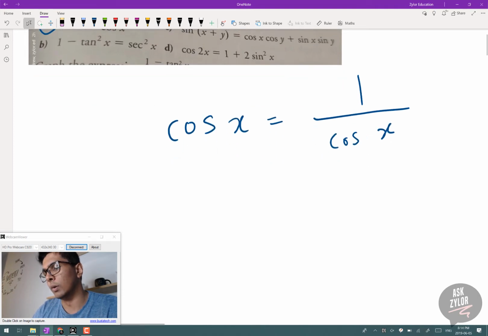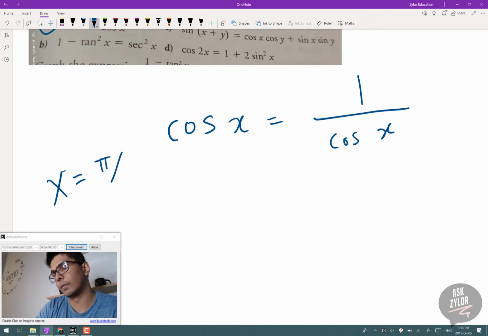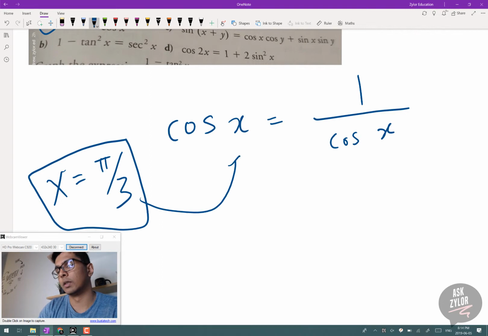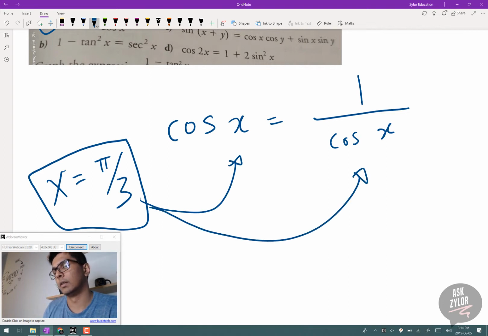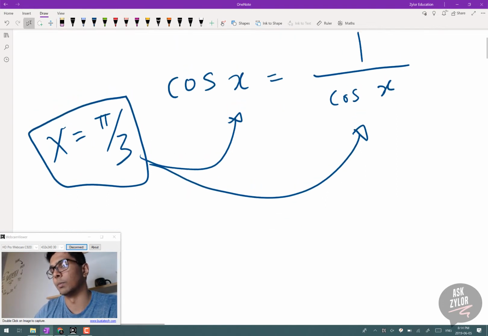So what we could do is just plug in some value for x, right? If we say x, for example, is going to be pi over 3, right? If we plug this in to both the left side and the right side, and if we find that the left side is not equal to the right side, it's not an identity, right? So that's a simple example.